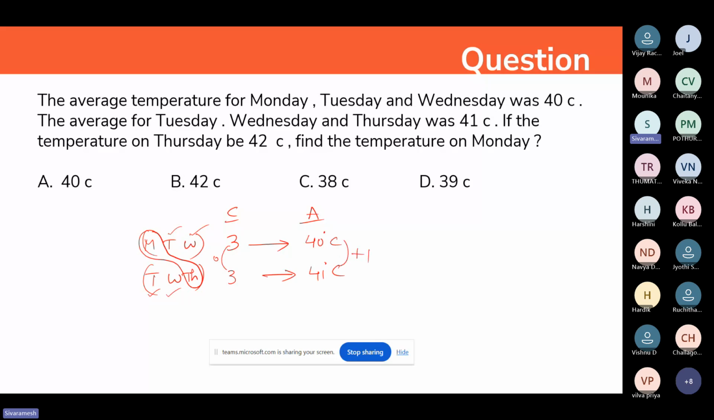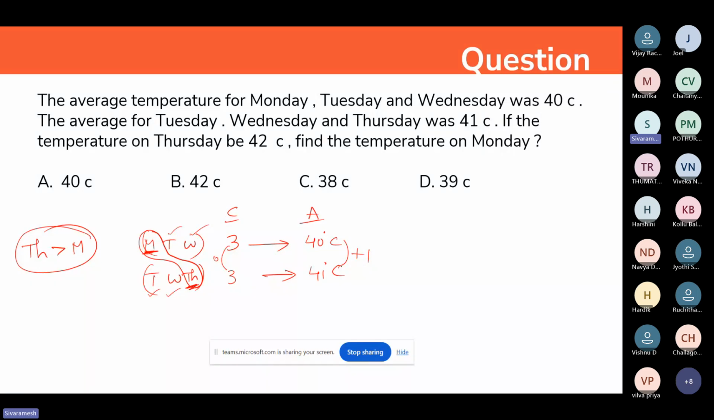Okay, from these I can say that obviously Thursday temperature is greater than Monday temperature. How we can say that? When Monday is there in the picture, the average is only 40 degrees Celsius. When Thursday comes in place of Monday, the average is increased by 1, I mean 41 degrees Celsius, correct? Now I can surely say that when Thursday came in place of Monday, the average increased. So obviously Thursday temperature is more than Monday temperature.